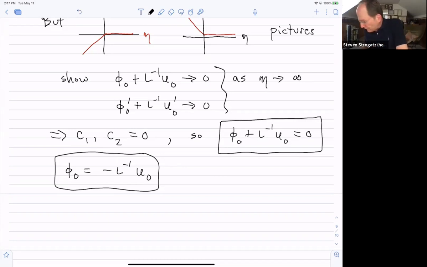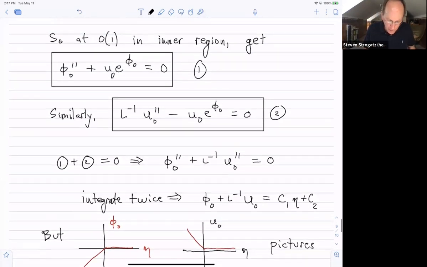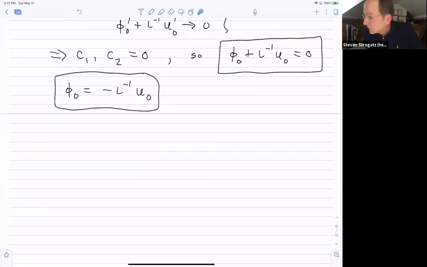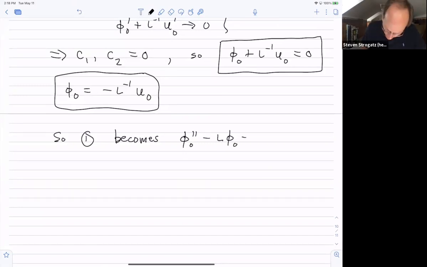All right, so let me finish this off. Now that I know the relationship between phi zero and U0, I can go back to my equation one and eliminate U0. Let me get rid of U0 just in favor of phi zero. So number one becomes phi zero double prime minus L times phi zero e to the phi zero equals zero.